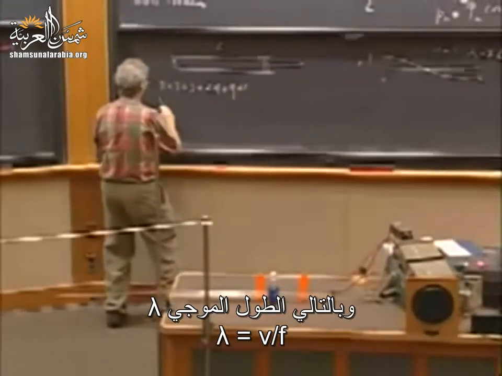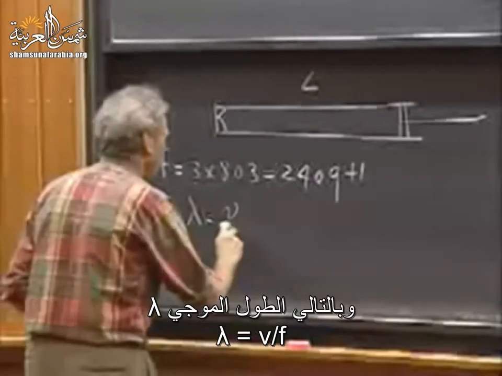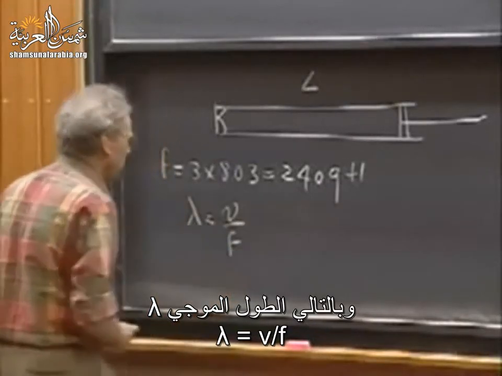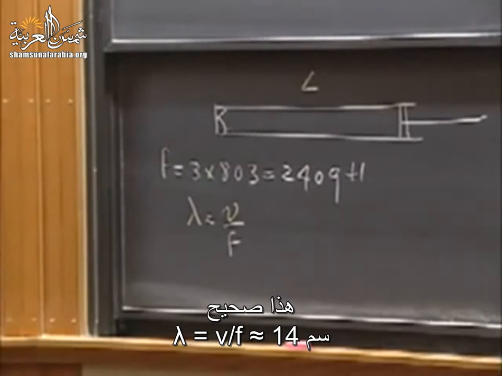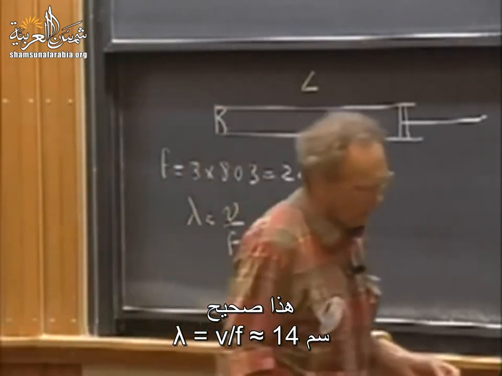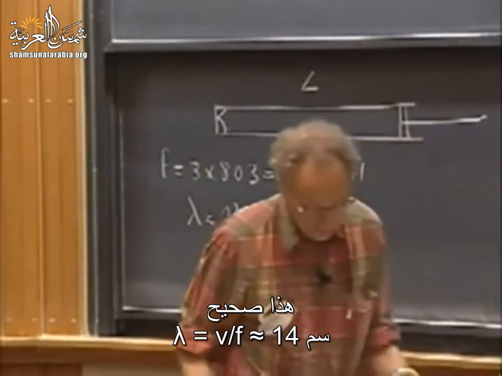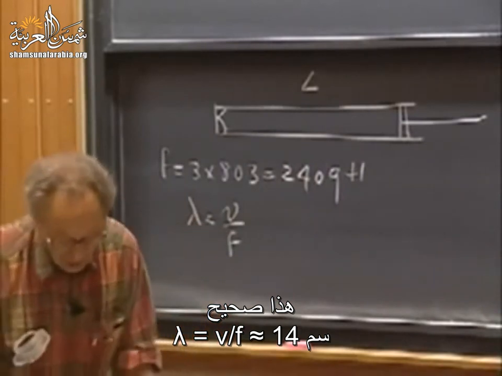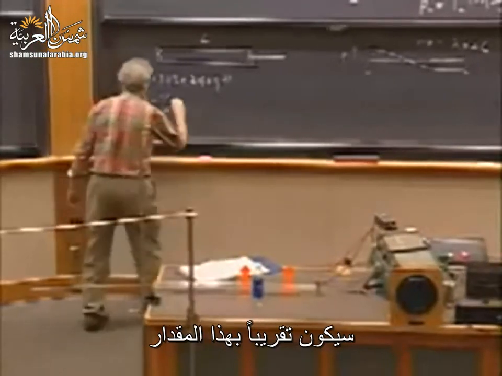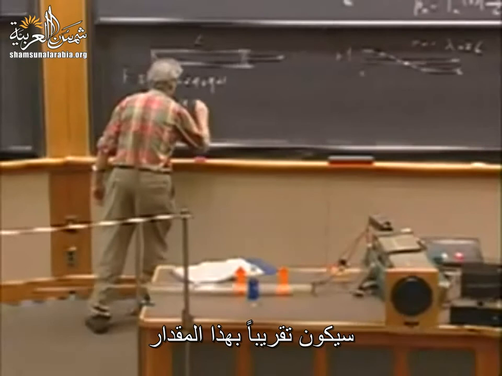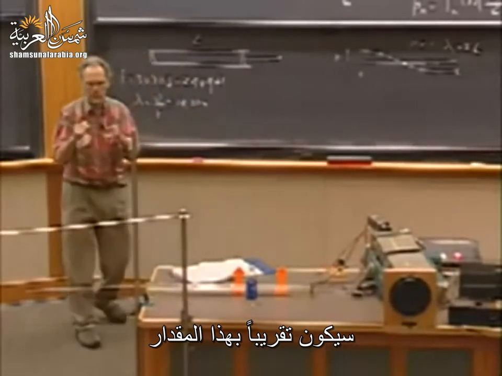And so the wavelength lambda, which is V divided by the frequency, that's correct. The wavelength lambda equals V divided by the frequency is then very roughly 14 centimeters. So that gives you an idea. It's about this much.